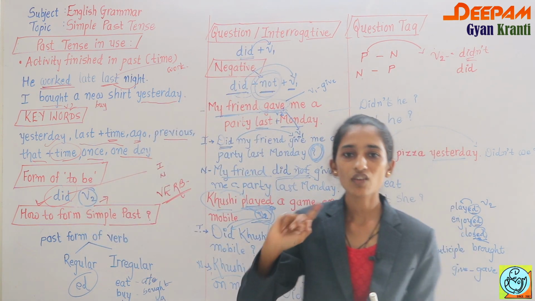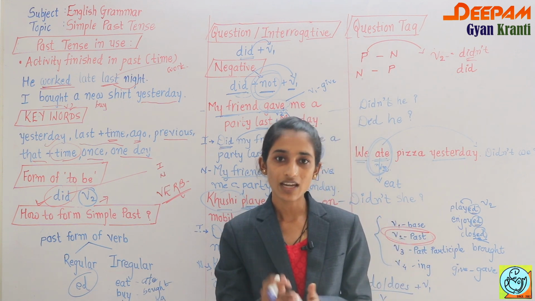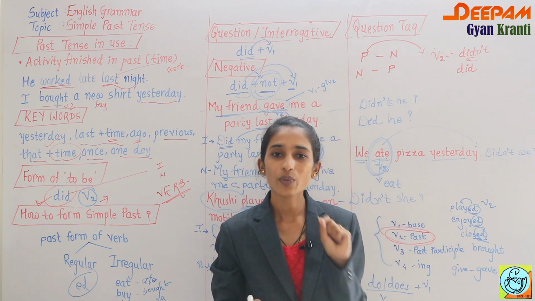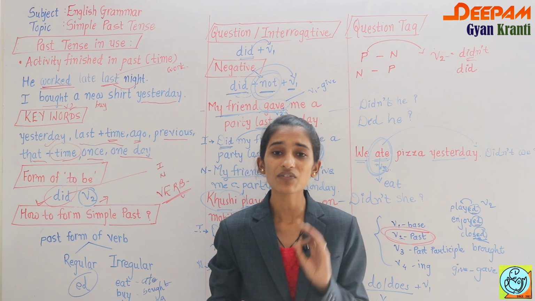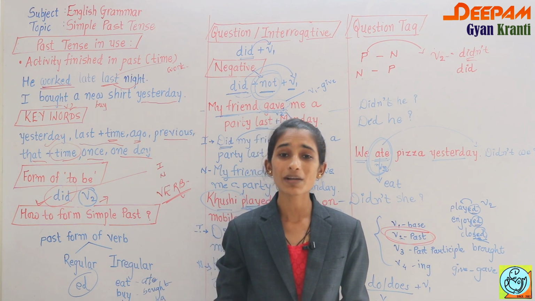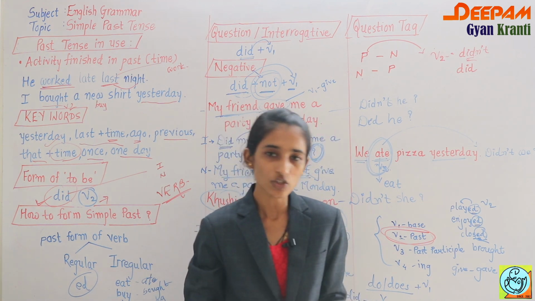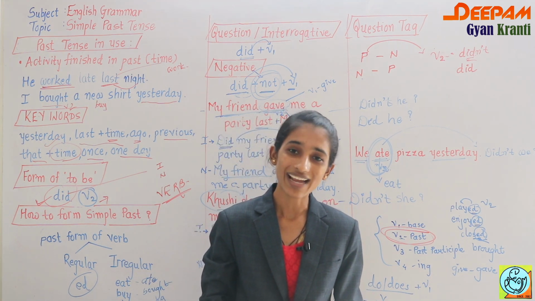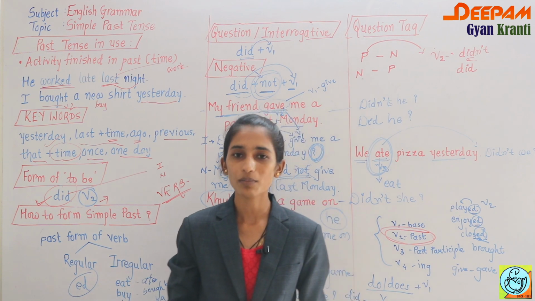And remember one thing, when you form interrogative and negative, with did you always have to use V1 without making any mistake. I hope it is clear to you, but if you still have any doubt or suggestions, then you can write in the comment box. I will try to solve your problems and doubts.